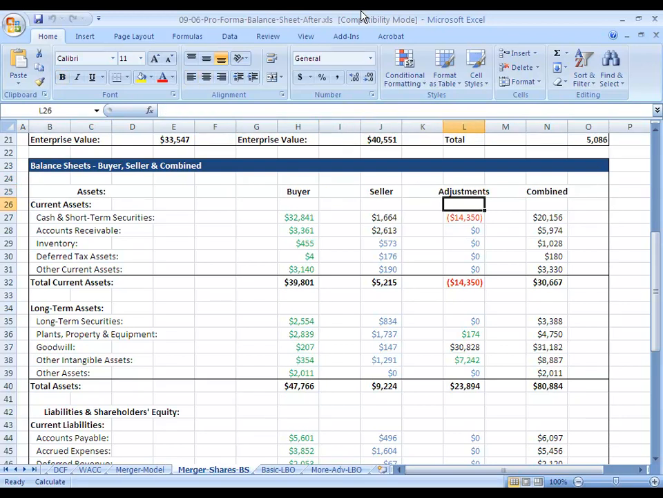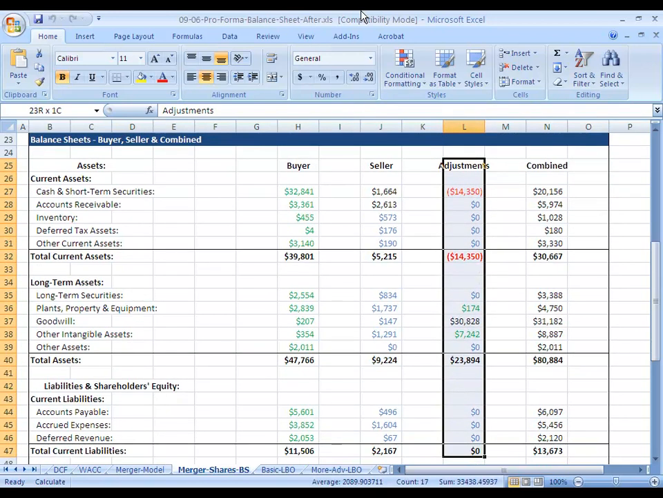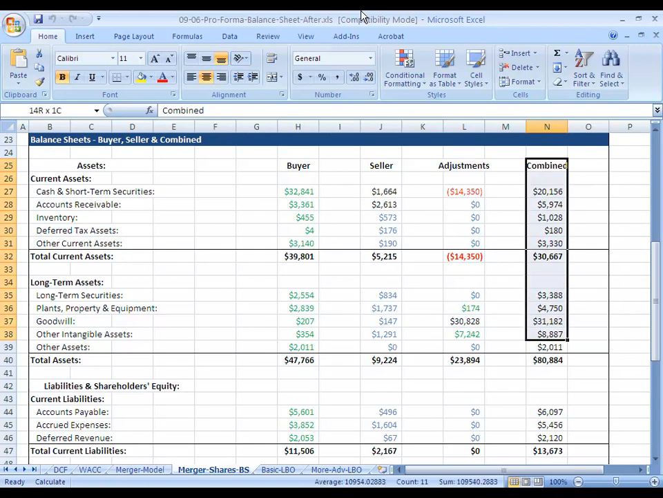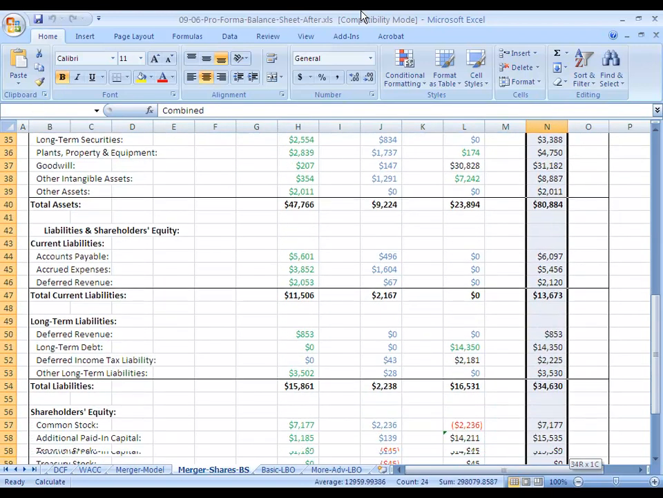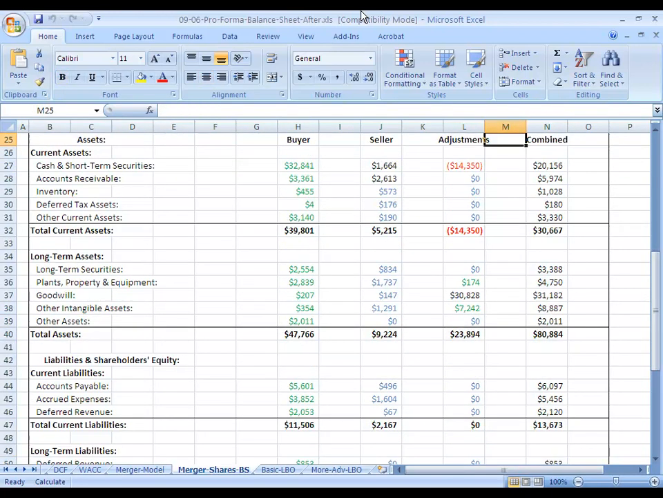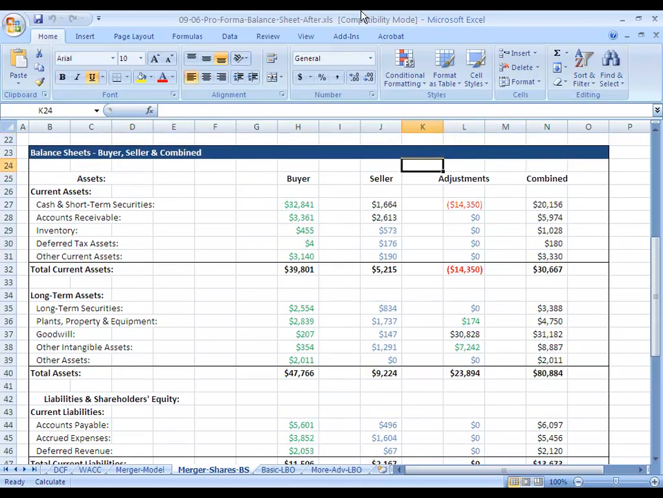We had this adjustment column, and we just made positive or negative signs for each of the numbers here, and then created a combined balance sheet all the way over on the right side. So in principle, many of these concepts are still going to apply, but we're going to make these adjustments in a bit of a more sophisticated way.